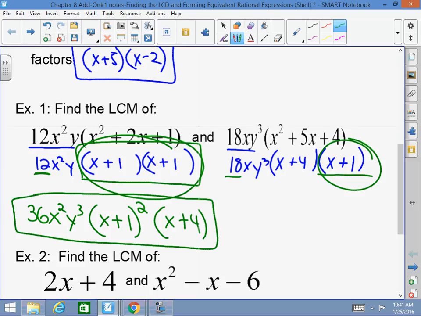That's my LCM. If that was in a denominator, that would be called my LCD. It's the same exact skill. It doesn't matter if it's in the numerator or the denominator. It's the same exact skill. So it's a matter of finding what is common to both denominators. This is all we're going to do today is practice.